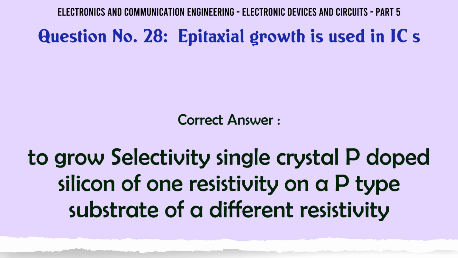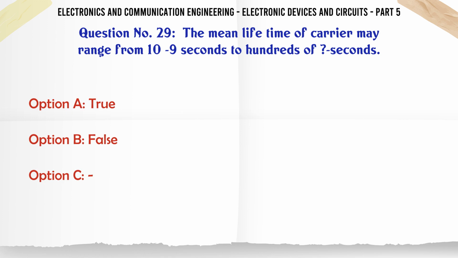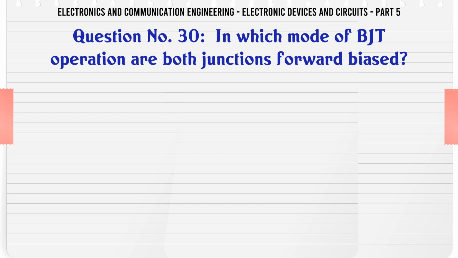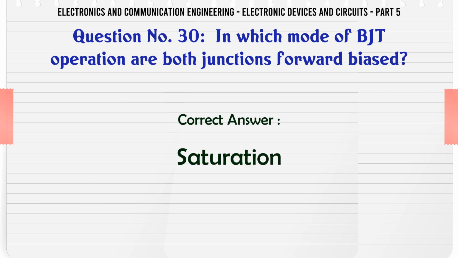The mean lifetime of carrier may range from 10 seconds to hundreds of seconds. A. True. B. False. C. D. The correct answer is true. In which mode of BJT operation are both junctions forward biased? A. Active. B. Saturation. C. Cut-off. D. Reverse active. The correct answer is saturation.